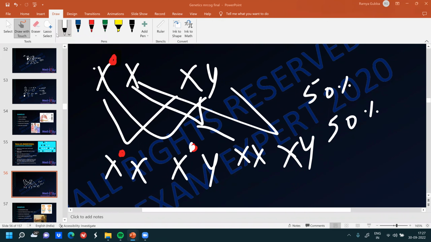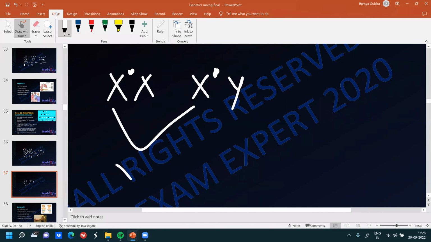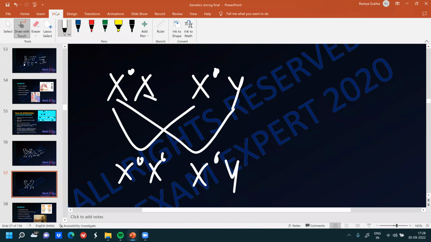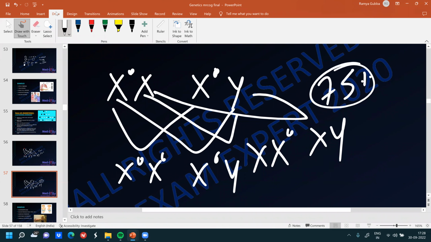This is about the autosomal dominant. We'll do one more example in the autosomal dominant. Let us take that both parents are affected. So what will happen if both parents are affected? What is happening when both parents are affected? In 75%, 75% are affected. And how much percentage of the babies are unaffected? 25. Only 25% is unaffected, right? So this is about the autosomal dominant.